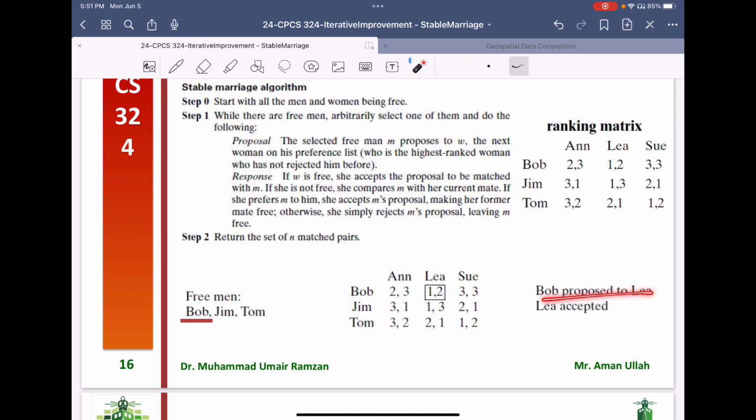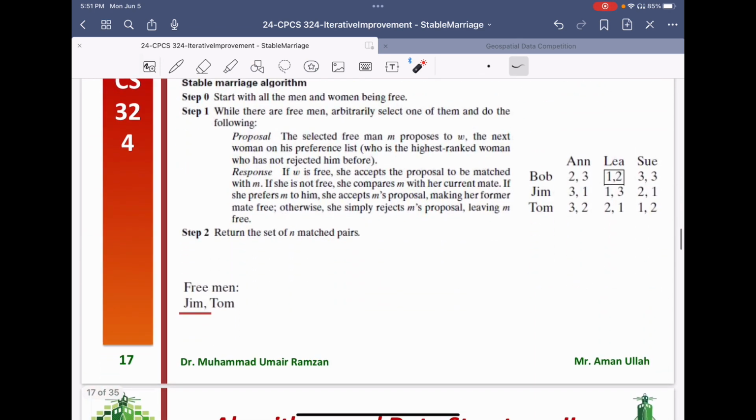See, Bob proposed to Leah, Leah accepted. Okay, Bob is now removed from the list, and now we're going to look at Jim. So for Jim, his first option is also Leah.